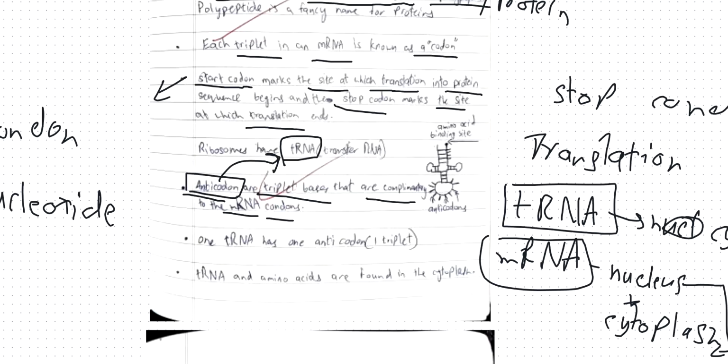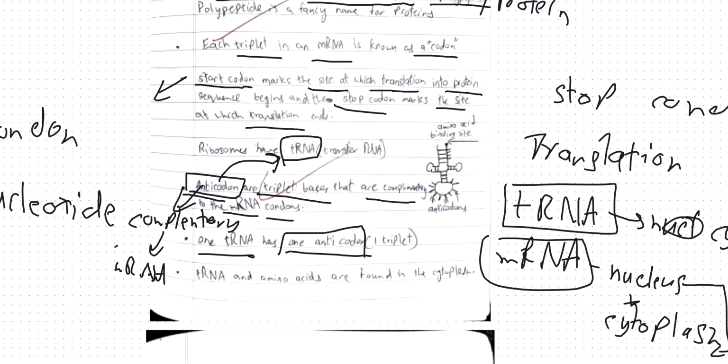So anticodons are found on tRNA, and anticodons are complementary to the mRNA nucleotides. So one tRNA has one anticodon. Remember, one tRNA molecule has one anticodon. And tRNA and amino acids are found in the cytoplasm, as I said. Amino acids are also found in the cytoplasm.